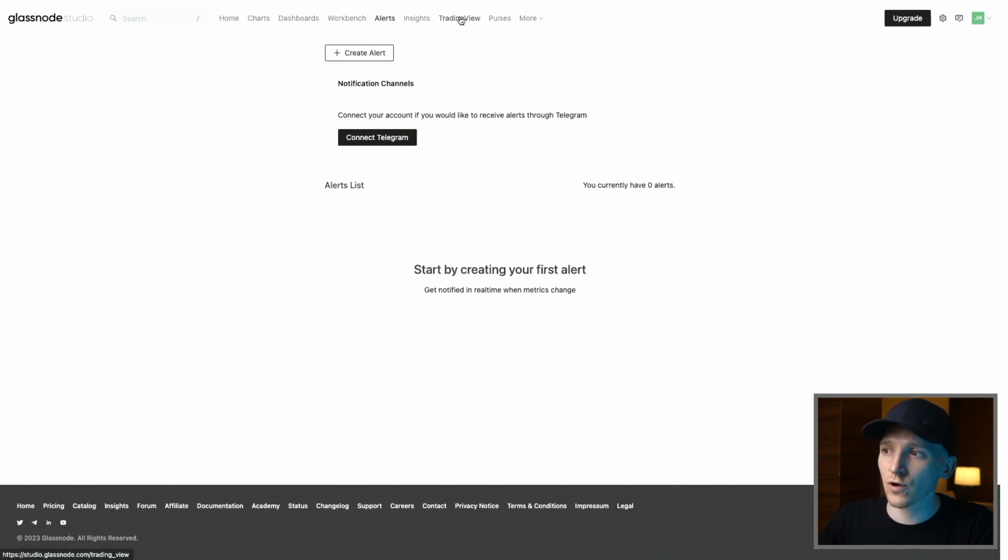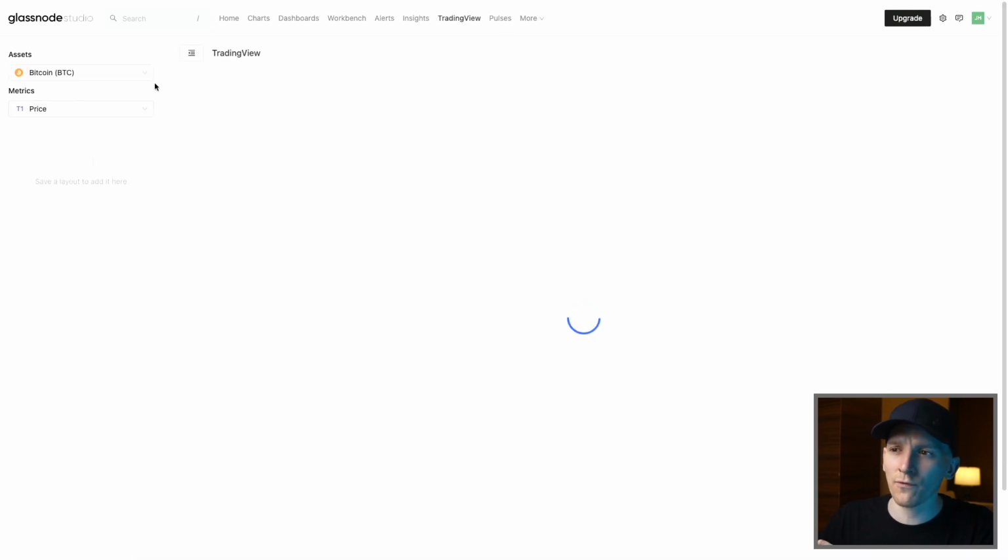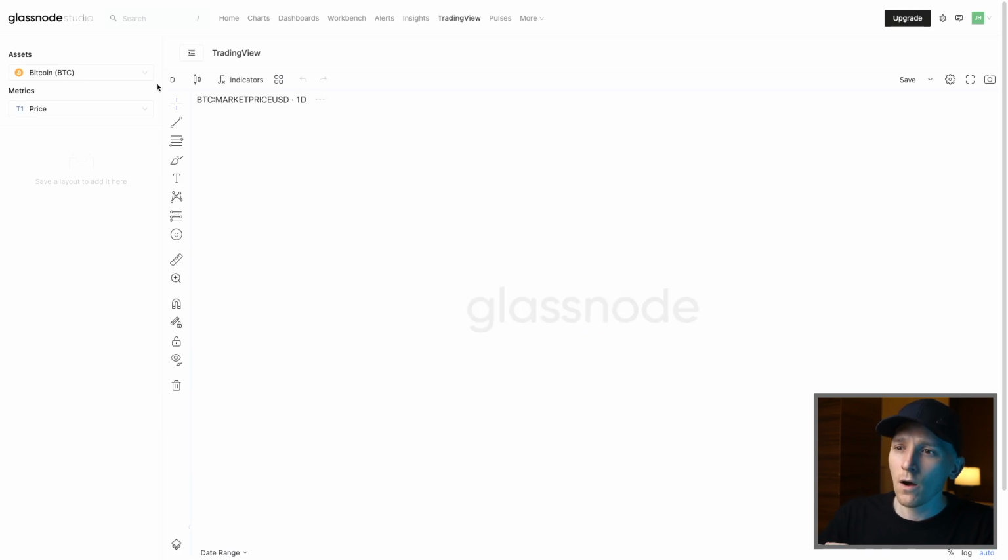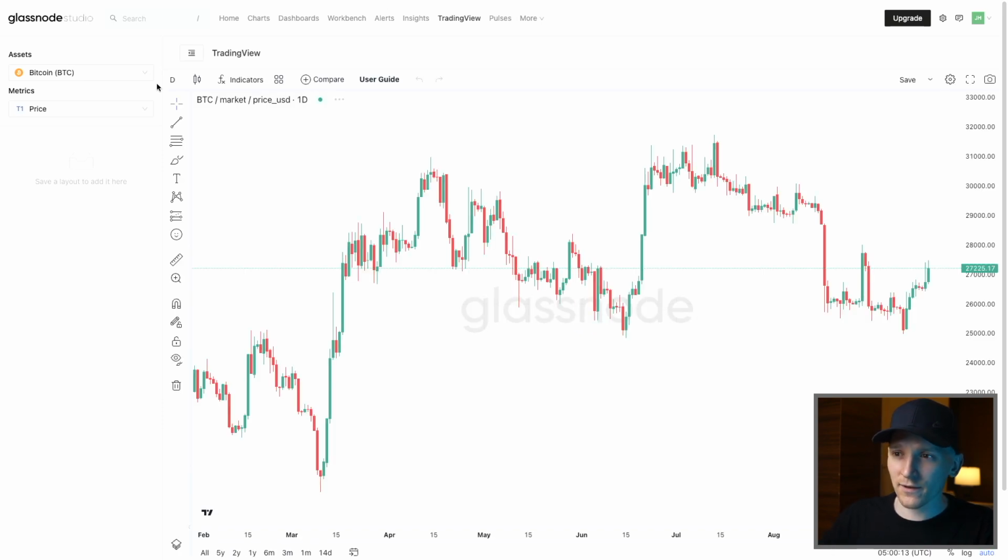We can also look at trading view as well. Now, this is an experimental feature. I believe they're just bringing this in. What this does is lets you look at a lot of metrics, but analyze them within a trading view chart. Now, trading view charts are great. You can manipulate this just like a price chart.